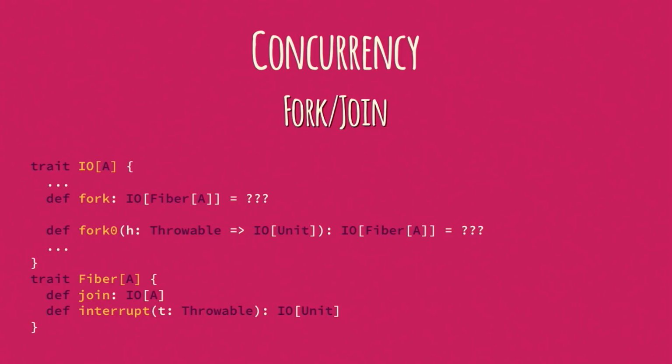And there are two things you can do with that handle. You can either join it if you want to get its result at some point in the future, like you've done a bunch of stuff and now it's time to get its result, then you join it, which is of course non-blocking, or you can interrupt it, and interrupting will put an end to that fiber's execution.